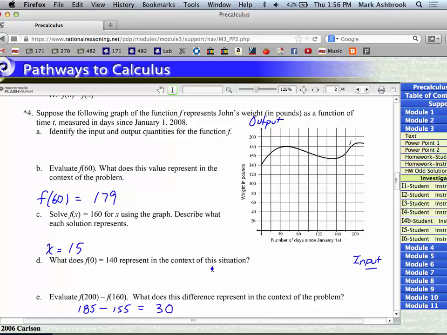Yeah, I'm just estimating from the graph, right? Yeah.